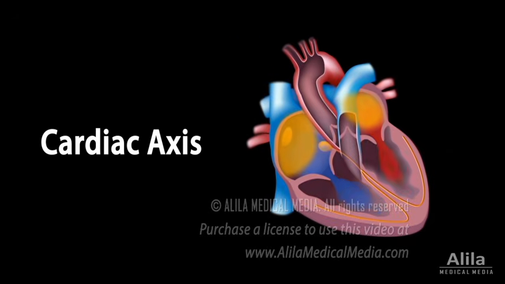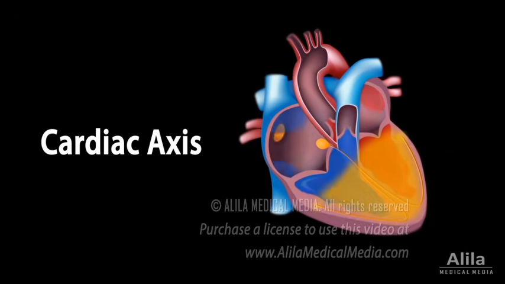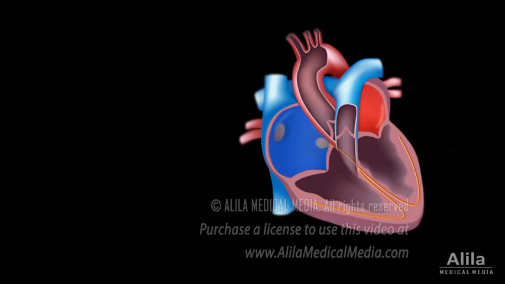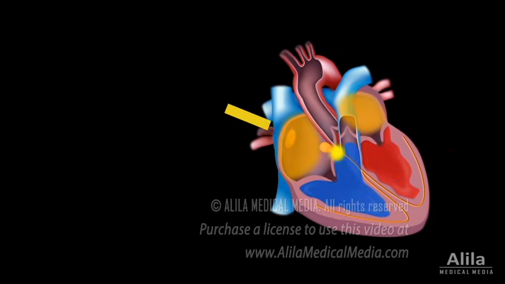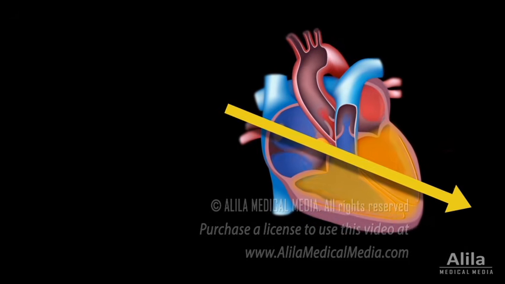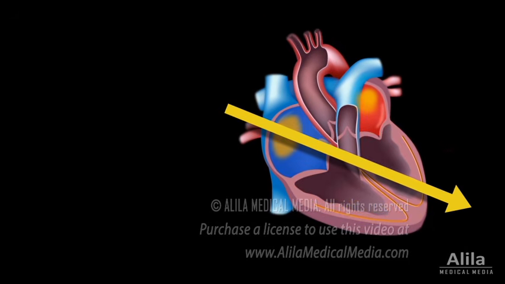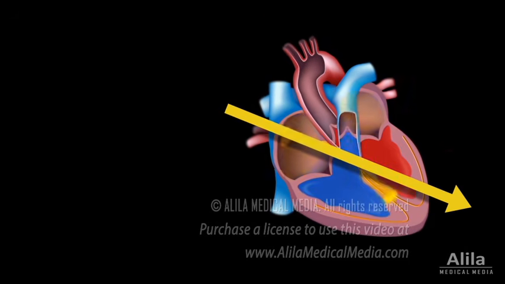Cardiac axis is the net direction of electrical activity during depolarization. In a healthy heart, the net movement is downward and slightly left. This axis is altered or deviated in certain conditions.